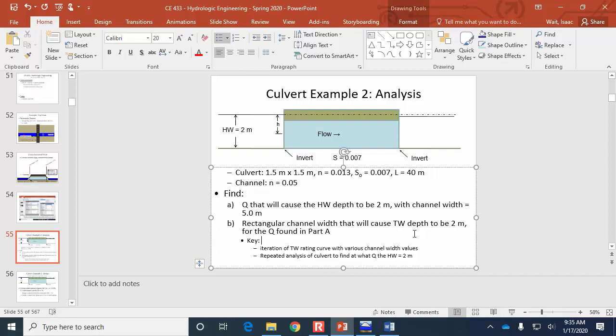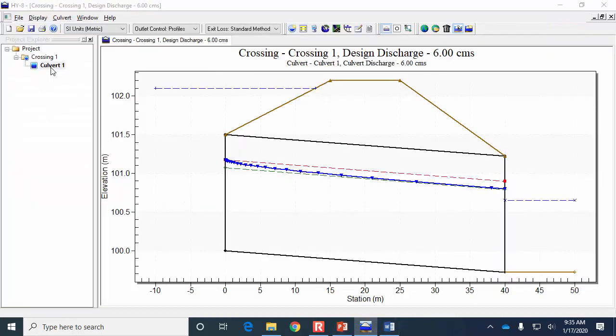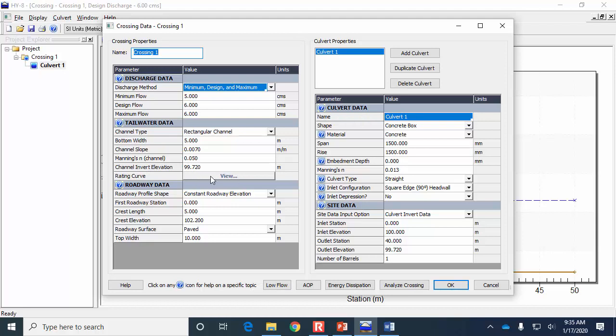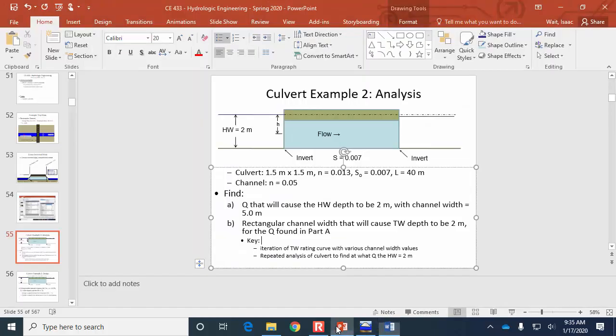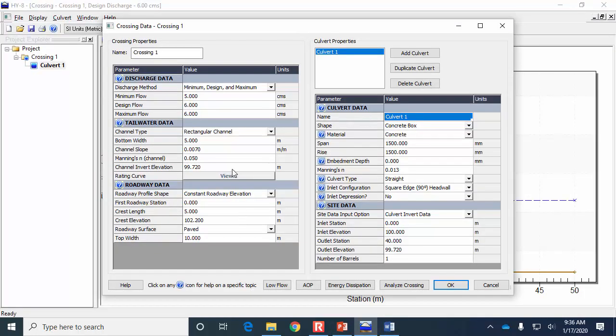So what we're actually analyzing in part B is the downstream channel. This is something I pointed out on Wednesday, but I'll show you again, this button where you can view the rating curve. That rating curve tells you the relationship between flow rate and water depth. If we want the water depth to be 2 meters for the flow rate of 5.7, how wide does the channel need to be? So we're designing that downstream channel.